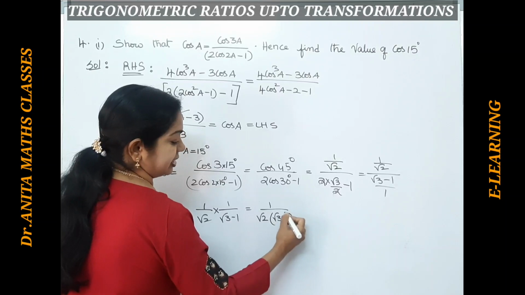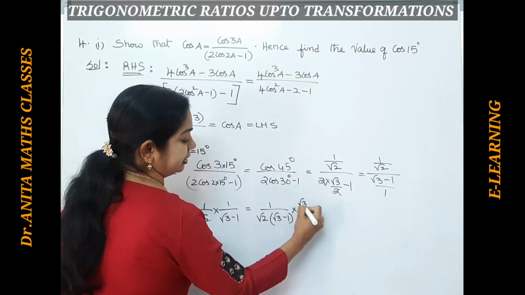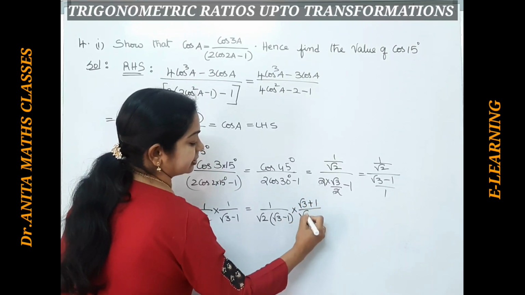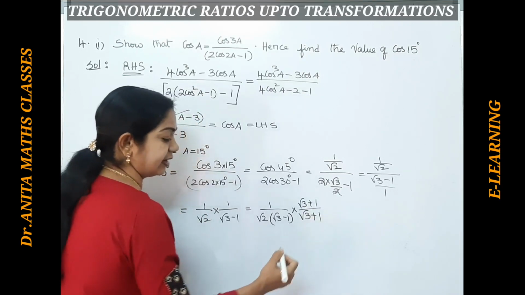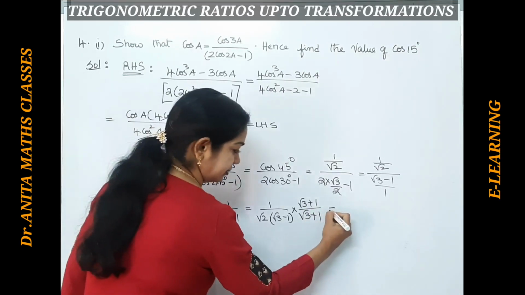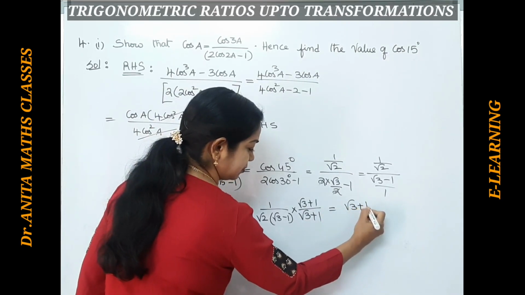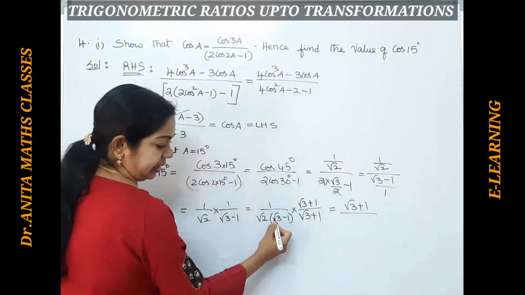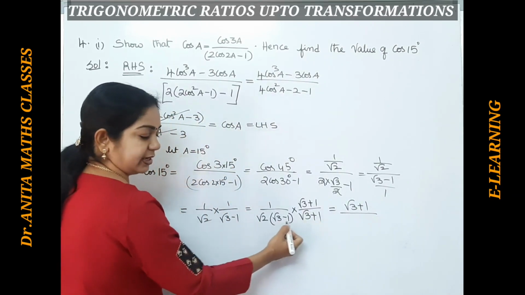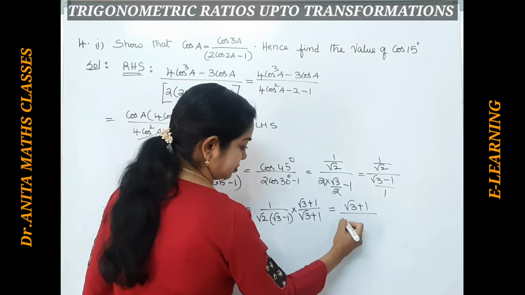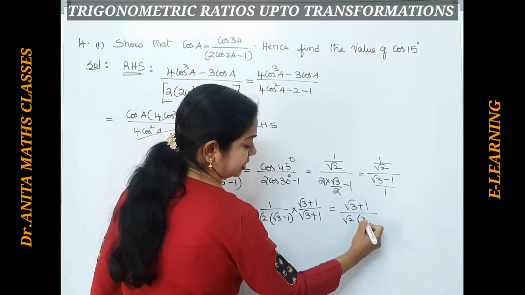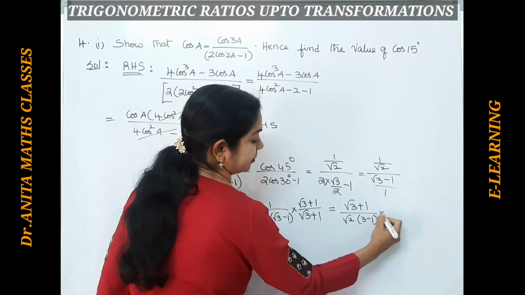That means we are rationalizing here. Root 3 plus 1 is the conjugate. I am multiplying and dividing. So that becomes root 3 plus 1 above. Here A minus B, A plus B is A square minus B square. So 3 minus 1, so root 3 minus 1 is 2.